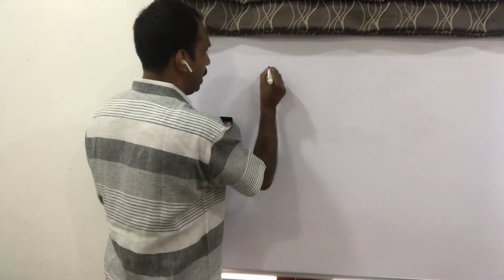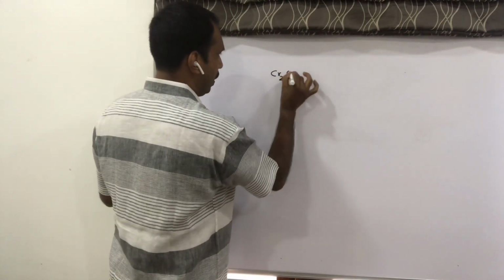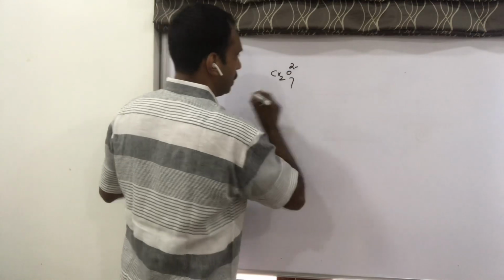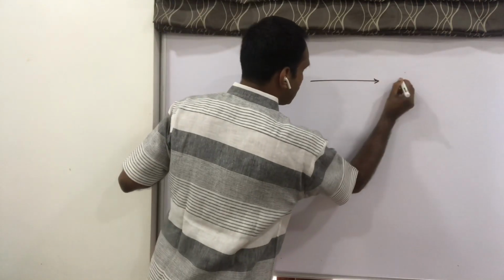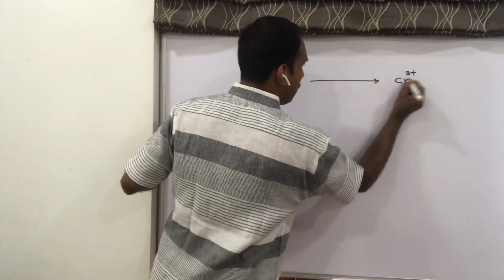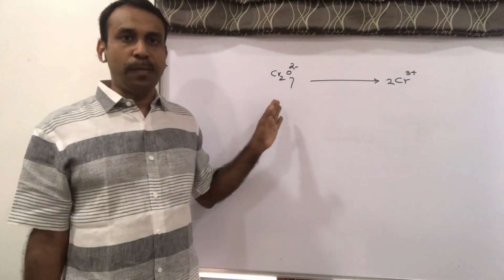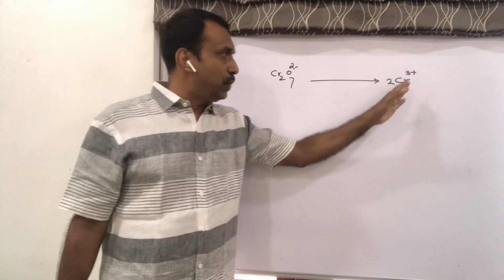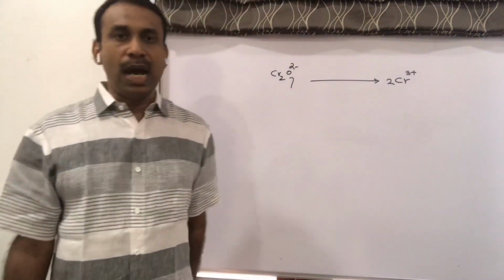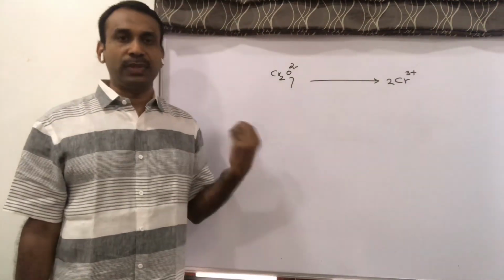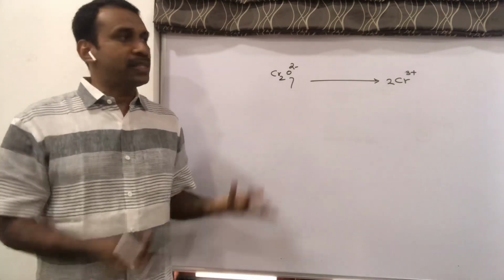dichromate ion, Cr2O7 2 minus, converted into Cr3 plus. To balance, we should write 2 Cr3 plus. Dichromate ion is converted into Cr3 plus. How many Faraday are required for this conversion? How can we solve this problem?